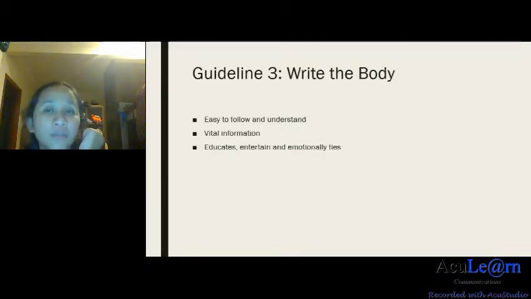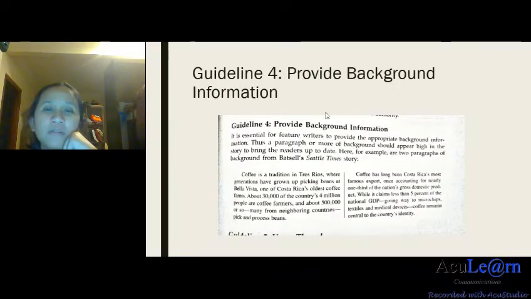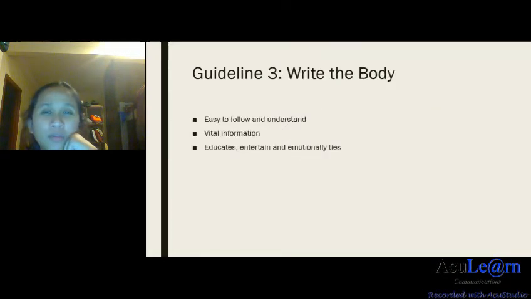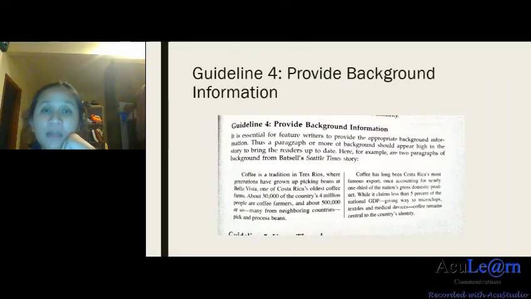And guideline number three will be write the body: easy to follow and understand, vital information, educate and entertain, and emotionally tie. You must emotionally tie your reader. Okay, so guideline number three will be write the body. So you write the body of your story. Guideline number four would be provide background information.